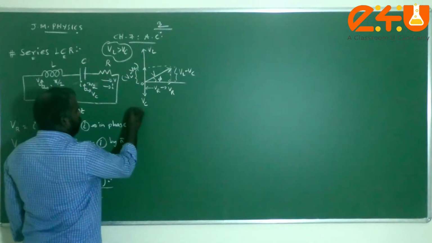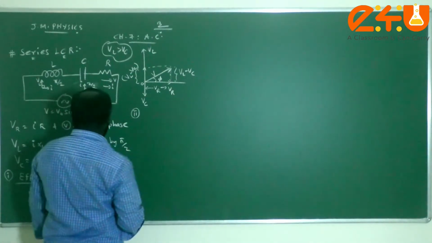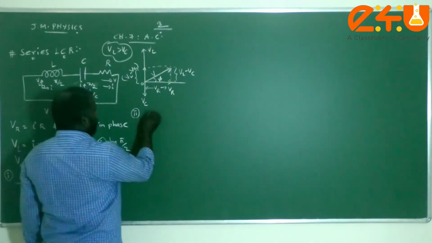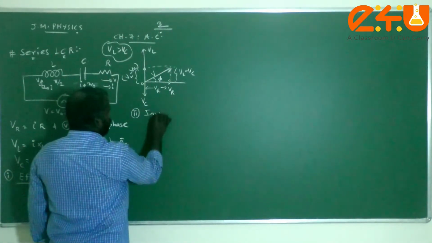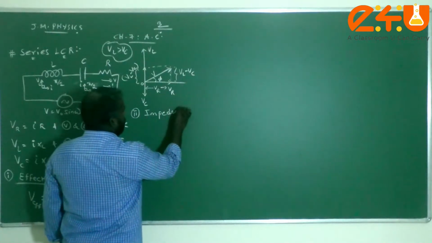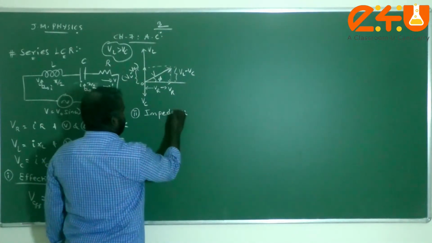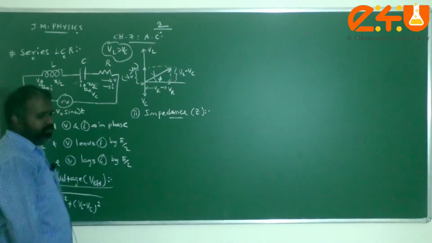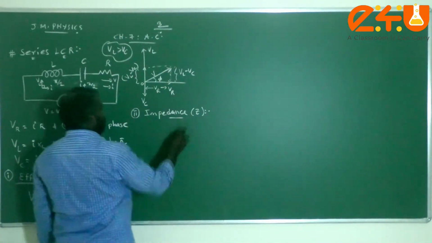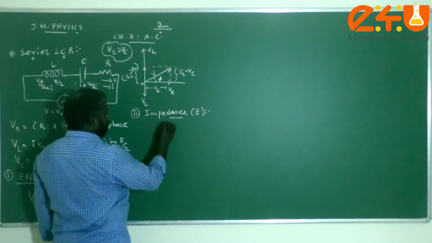The second parameter I am going to derive is the effective resistance, called the impedance, impedance Z. Again, draw the phasor diagram for impedance.